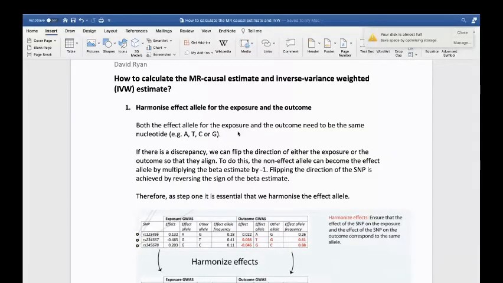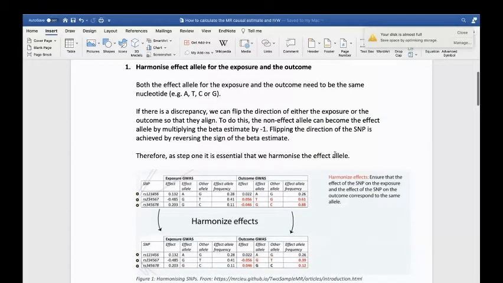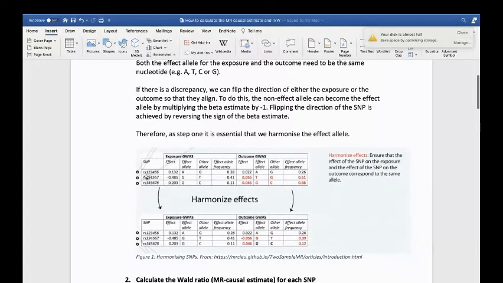But again, it just goes through step by step how to do the analysis. As I said, step one would be to harmonize the effect allele for the exposure and the outcome. And if there's a discrepancy, we can flip the direction of either the exposure or the outcome so that they align. So here is an example that I've taken from the internet.